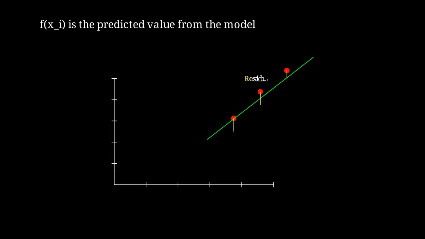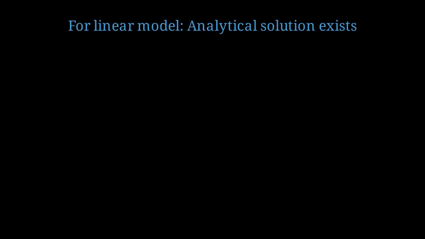Here's a visual representation. The yellow vertical lines show the residuals, the differences between observed and predicted values. We square these and sum them up. For a linear model, there's actually an analytical solution. You don't need iterative methods.